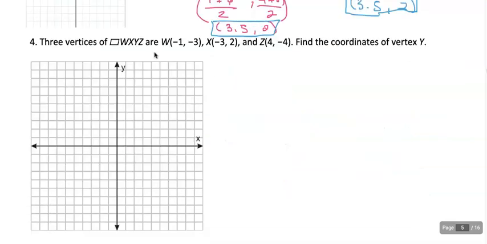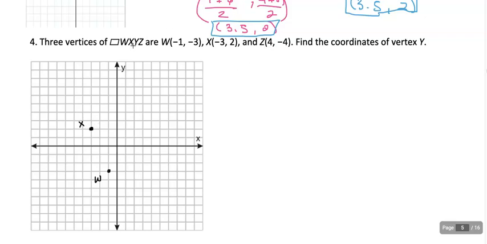For this next one, you're looking to create a parallelogram here, and this could work a couple different ways, but I would definitely suggest drawing this one out. So let's get these coordinates in. I got W, which is -1, -3. Here's -1, here's -3, so there's W. I got X, which is -3, 2. So -3, 1, 2, 3, 1, 2. There's X.